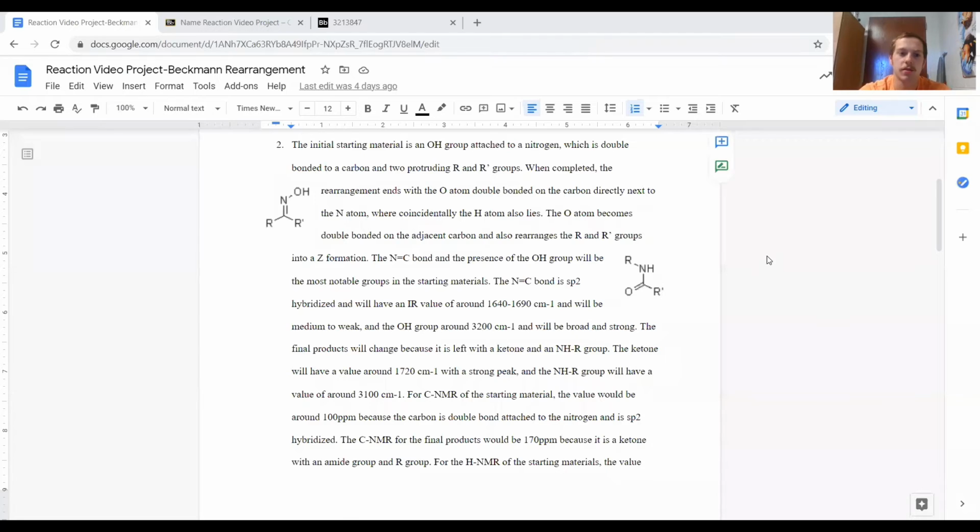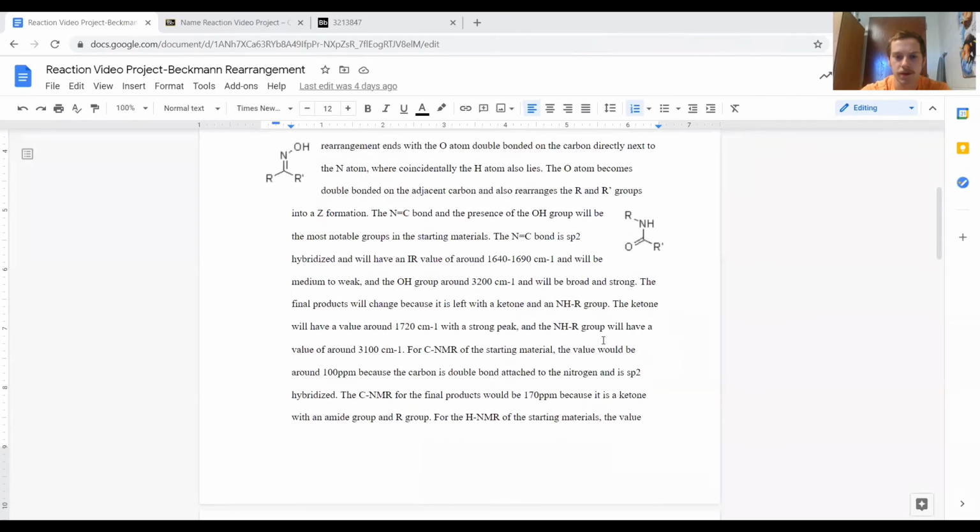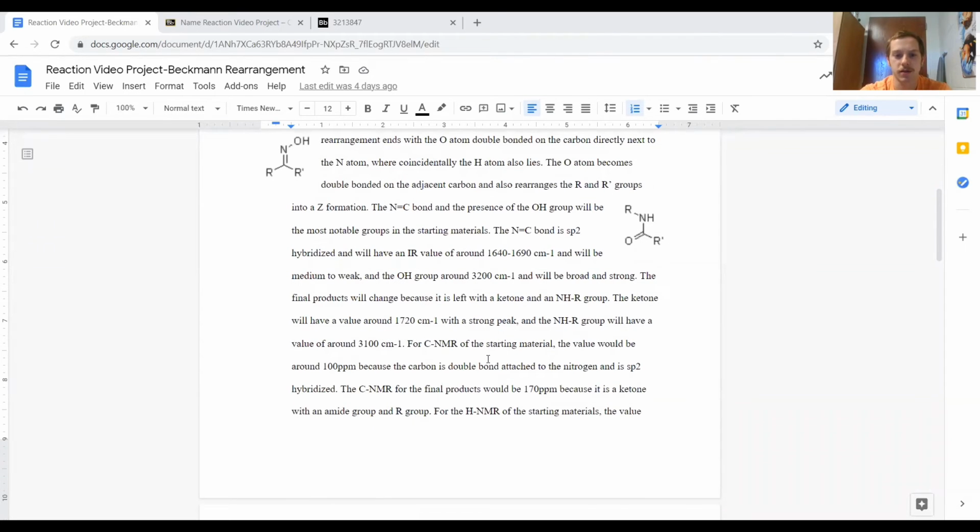For IR differences, the major changes would be the double bonded nitrogen to carbon group, as well as the formation of a ketone later on. So the NC bond, which is sp2 hybridized, has an IR value of like 1640 to 1690, and it'll be a medium to weak bond, and the OH group of the alcohol will be like 3200 as seen before. The ketone will have a value around 1720 centimeters minus 1 with a strong peak, and the NHR group will have a value of 3100, which is the product.